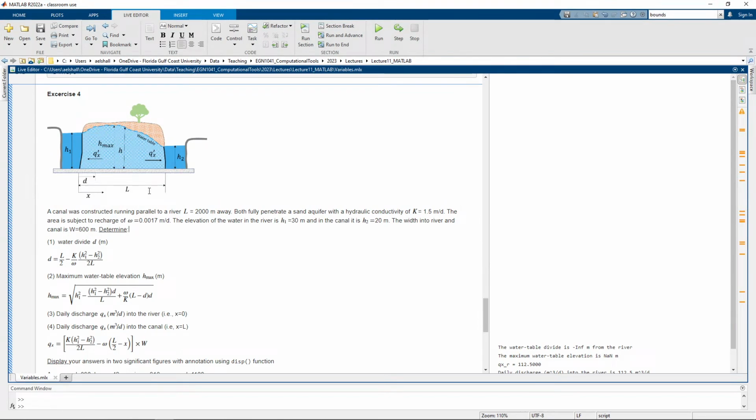A canal was constructed running parallel to a river. So you have a canal here and a river here, and they are 2,000 meters apart. Both fully penetrate a sandy aquifer, where groundwater is flowing, and this aquifer has a hydraulic conductivity of 1.5 meter per day.